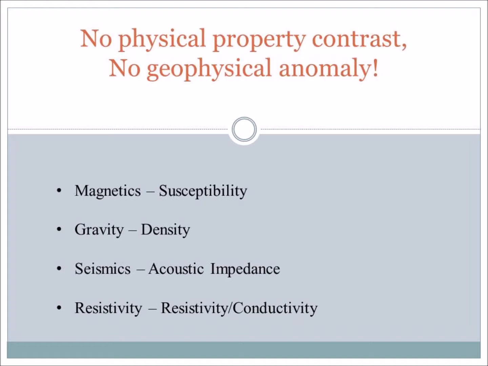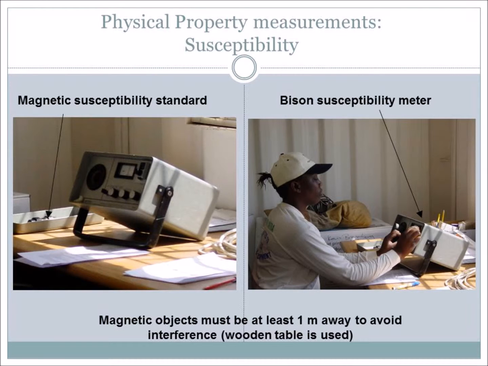If you're using gravity, you're looking at density, and so you need a difference in density between two rock types or within a rock type. Maybe there's a fracture zone, a slightly lower density. With seismics, you need a change in acoustic impedance, which can also be linked to density. And with resistivity, you need a change in resistivity or electrical conductivity. So there's no point in doing a survey in an area or looking at data in an area if there isn't a contrast.